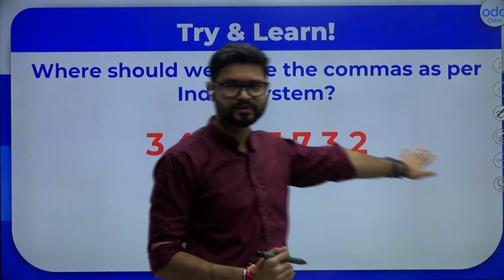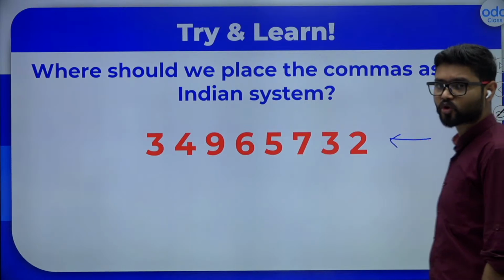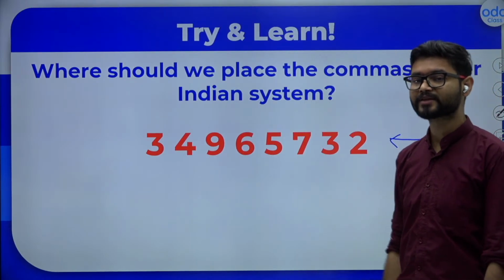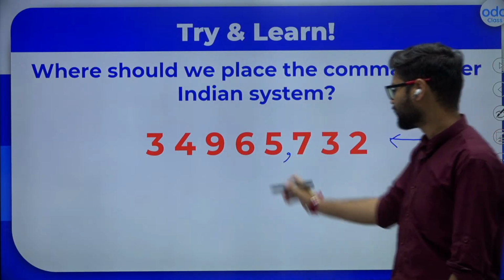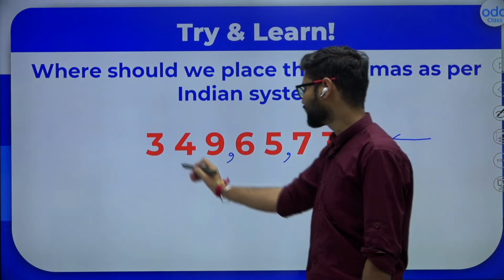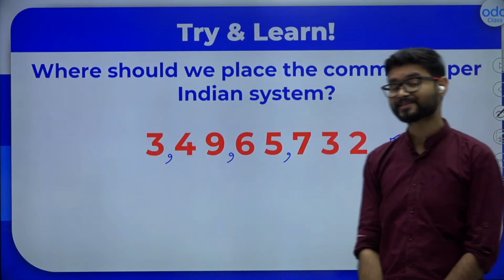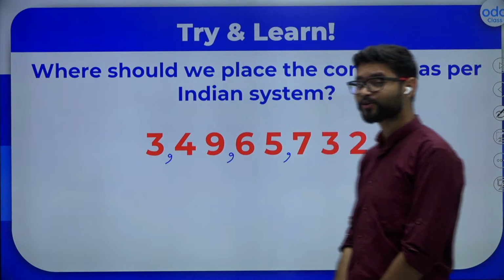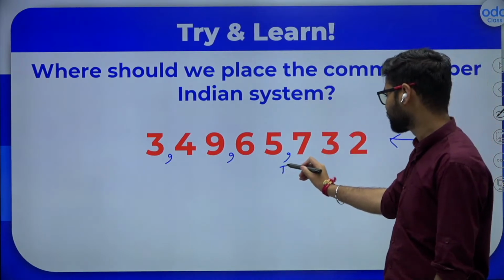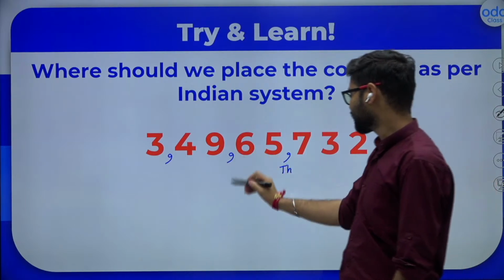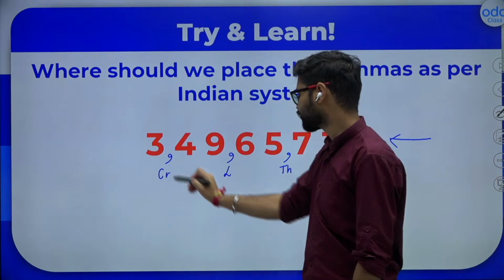We always start from the right hand side. The very first comma would be placed after the 3 digits, 1, 2, 3 here, and then after 2 digits, and then after 2 digits. Can you read this number now? The first comma here is for thousand. The second comma is for lakh, and this comma is for crore.